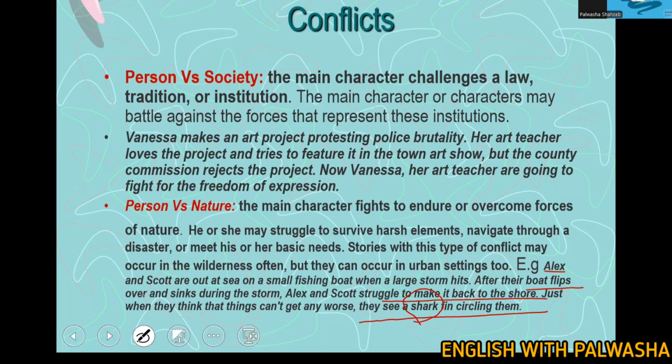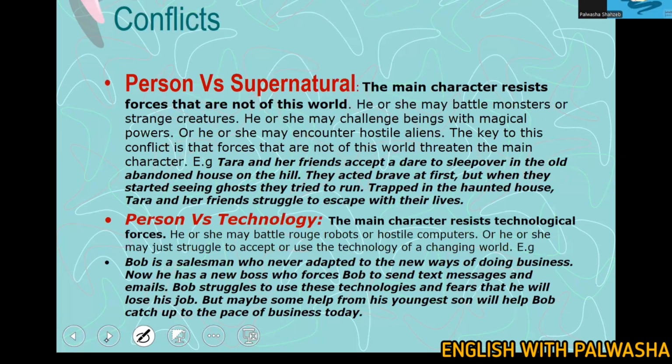All right. Then we have the conflicts of person versus supernatural, where the main character resists forces that are not of this world. जो कि इस world की है ही नहीं. Like suppose strange creatures, battle monsters, right? He or she may challenge beings with magical powers, all right, or may encounter hostile aliens. Okay, so you can even read the example, pause my video, take a look at the examples, and you can also embed such examples to make your narratives better.